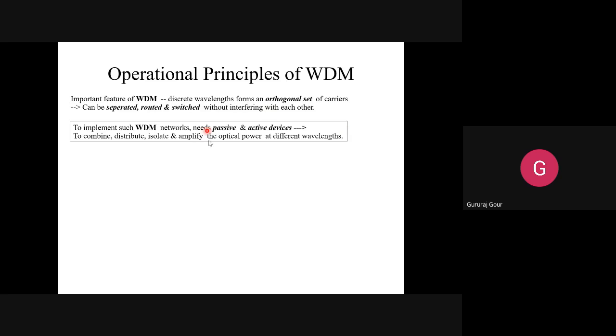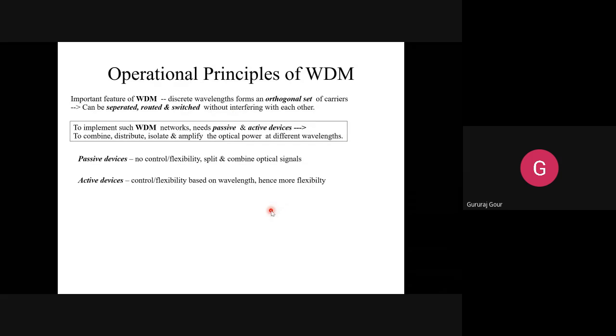So now we can see we need different devices here to support all these functions for the operation of this WDM technology. As such, we have two categories of devices to support here. Passive devices we know already, devices which do not require any external source. No battery, no energy as such externally is required to make it live. Hence, we don't have any control over it. No flexibility. We don't have any control over the operation of the device as far as it is concerned, which can be used for splitting and combining the signals.